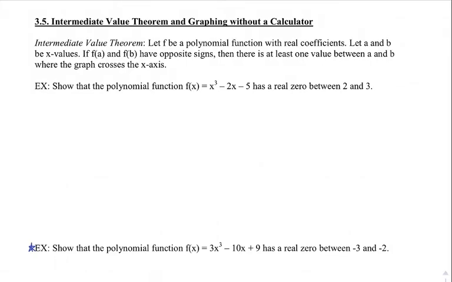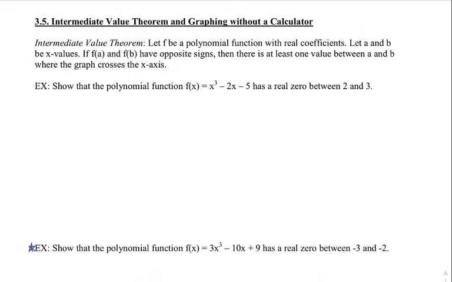3.5 is about the intermediate value theorem, and then we're going to go over how to graph without a calculator, which we've been doing all this unit as well. So the intermediate value theorem is just saying there's two zeros that they give you, and they want you to show that in between those two zeros there's a real zero that crosses the x-axis.